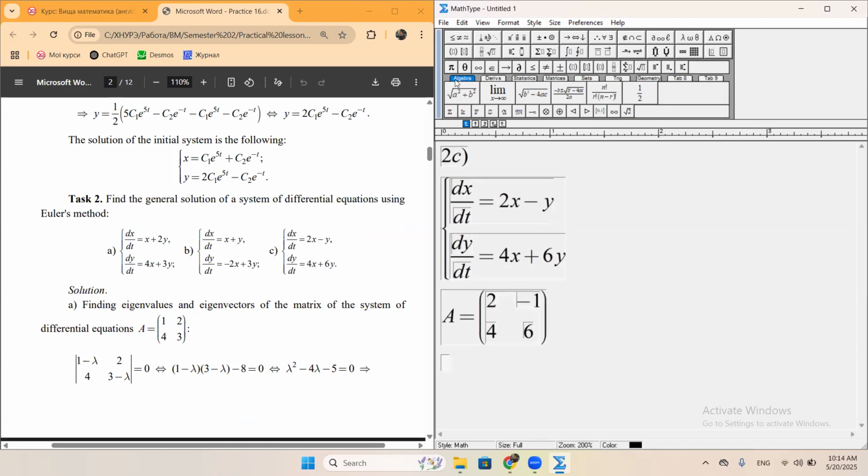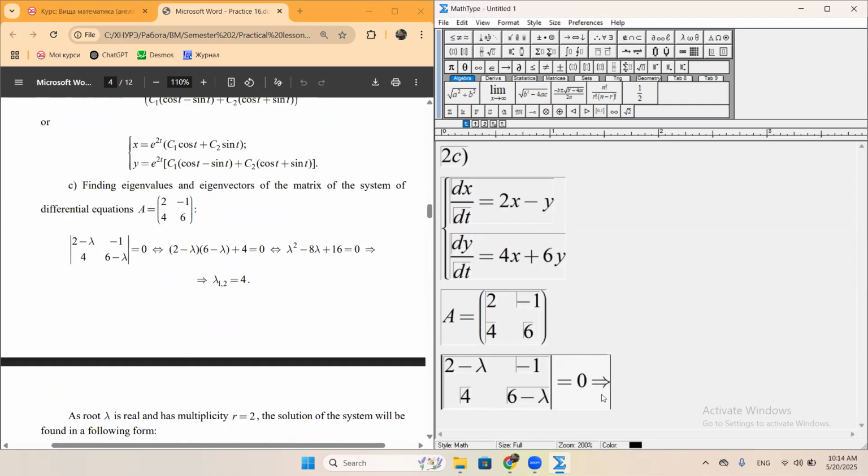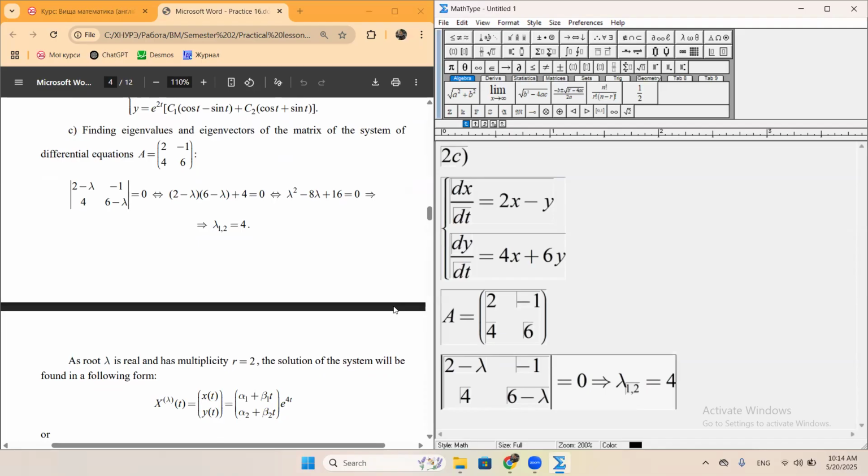And writing down the characteristic equation: minus lambda, minus lambda, and let me see what I will receive. So we have a root with multiplicity equal to 2. So how can we find the solution of such a system?